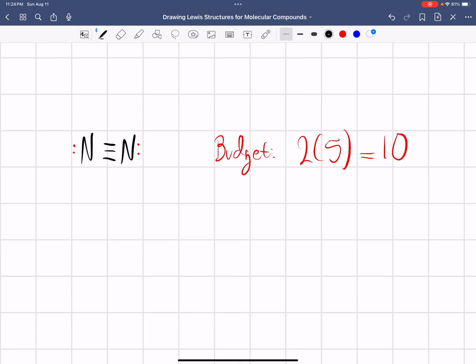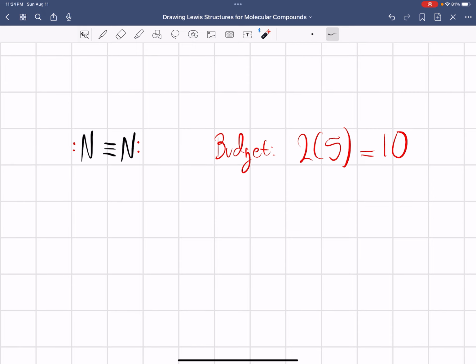And indeed, triple bonds can exist. Single, double, and triple bonds are all found in these Lewis structures. And so now let's check one more time. 2, 4, 6, 8, 10. And there we are. Perfect. That is the Lewis structure for molecular nitrogen.